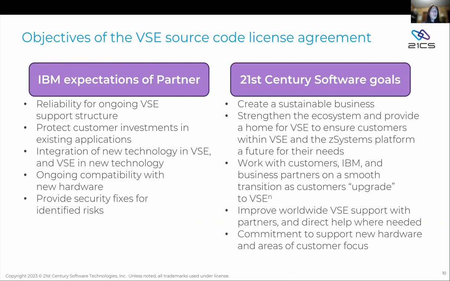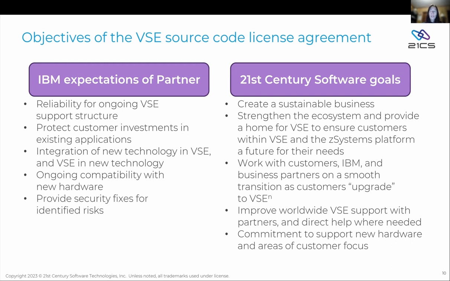One of the things I think is important for everyone to understand is, why did IBM pick 21st, and what are our goals? What's our obligation? How is this partnership going to be sustained? How are we going to stay close to IBM? Well, one of the reasons is that's the expectation of the partnership, and we have a strong, reliable support structure. It's the expectation of the partnership that we invest in existing applications. It's the expectation of the partnership that we integrate with new technologies. It's the expectation of the partnership that we make sure it's compatible with the new hardware, and IBM works with us on that.